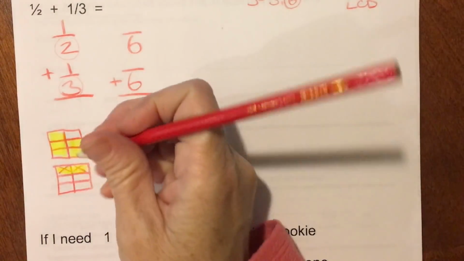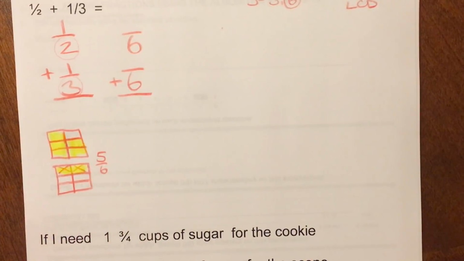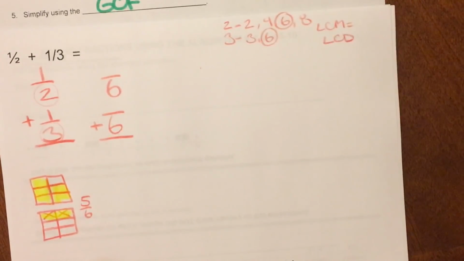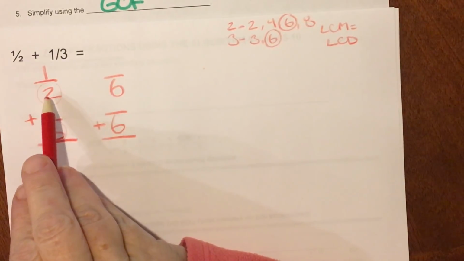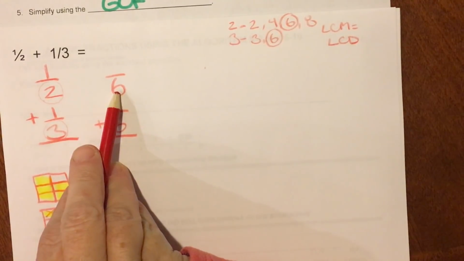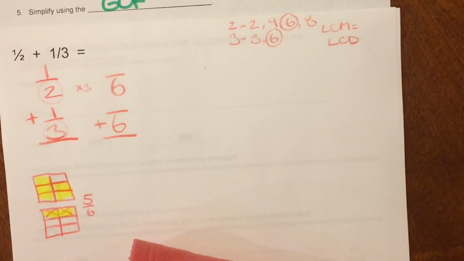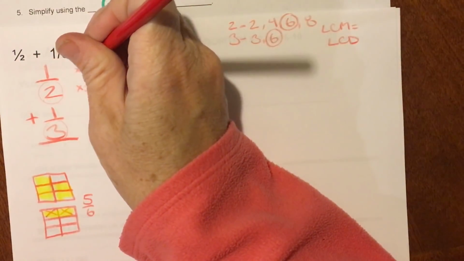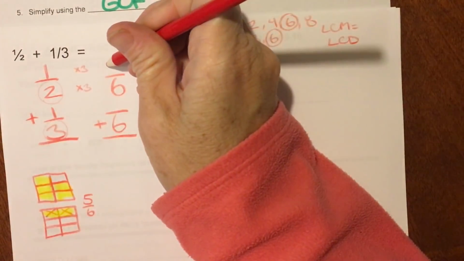So let's see. I'm thinking my answer is going to be 5/6. Let's see when I do it up here if I get the same answer. Okay, so now how am I going to get my new numerators though? Well, I'm going to ask myself, what did I do to 2 to turn it into a 6? I multiplied it by 3. Well, I'm going to multiply that by 3 as well. So 1 times 3 is 3.